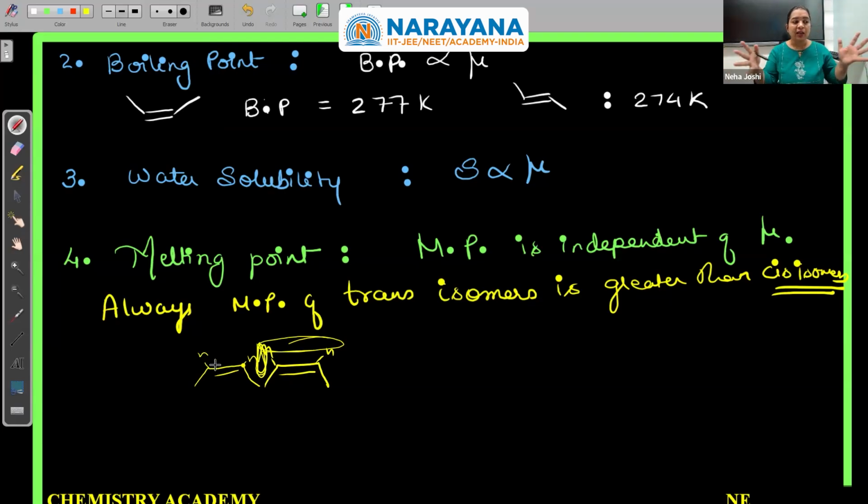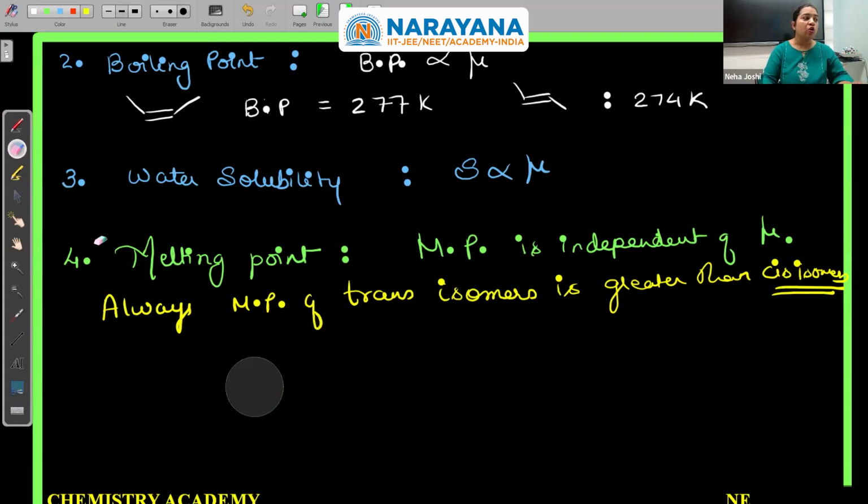When the packing cannot be compact, the air voids should be smaller to have a better, compact packing. So melting point is independent of dipole moment, and the melting point of the trans isomer is always greater than that of the cis isomer. Is that okay? All good?